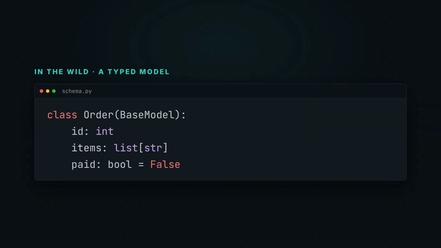Real models look exactly like this. An order has an ID that must be a number, a list of item names, and a paid flag that defaults to false, self-documenting and self-checking. Your data now protects itself.